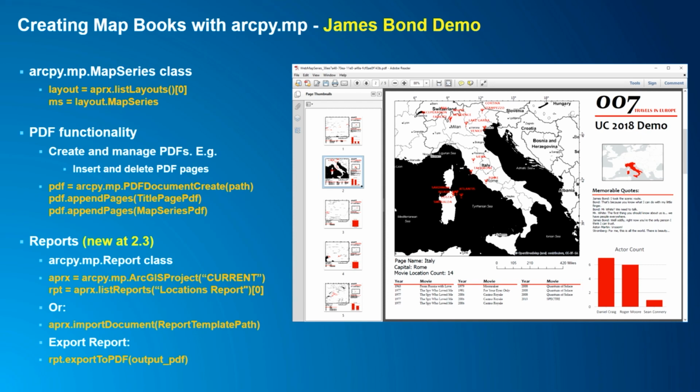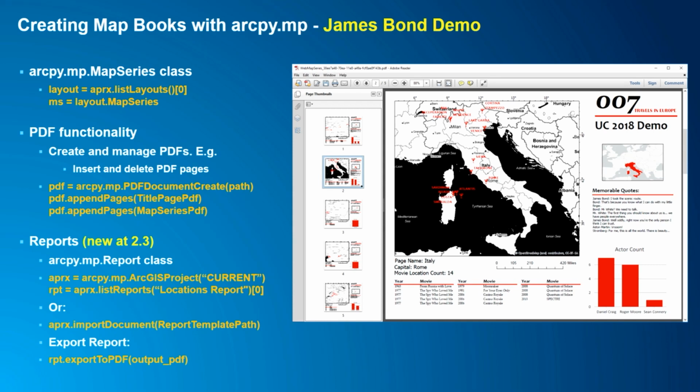And something new at version 2.3 is reports. And this is new in the UI and in ArcPy. Now, prior to version 2.3, there wasn't any reporting functionality out of the box like there was in ArcMap. And you could access reports that are in a project or report templates on disk. And that is shown in the snippet here.